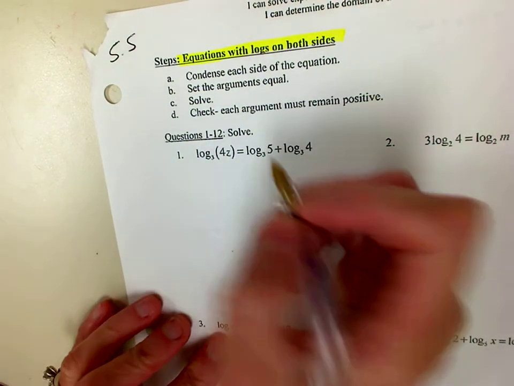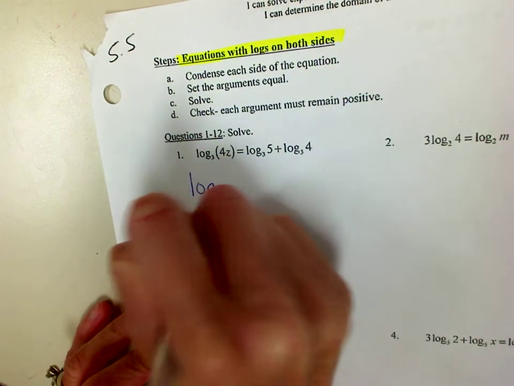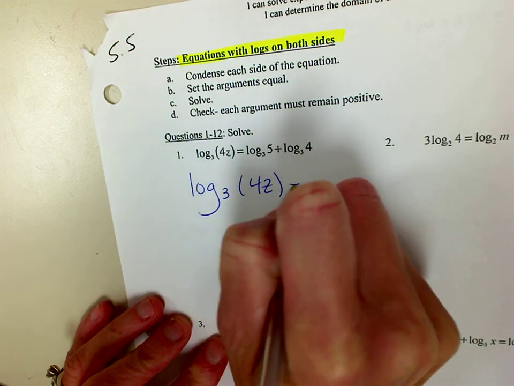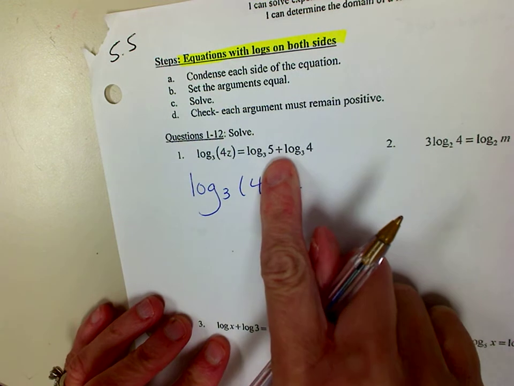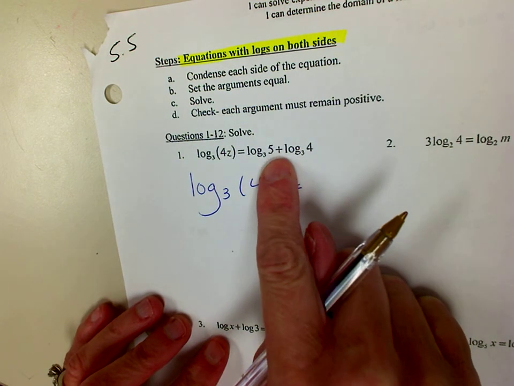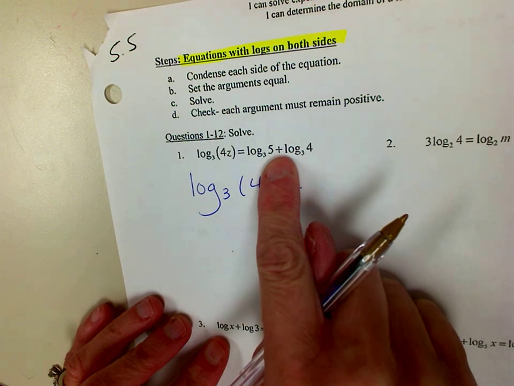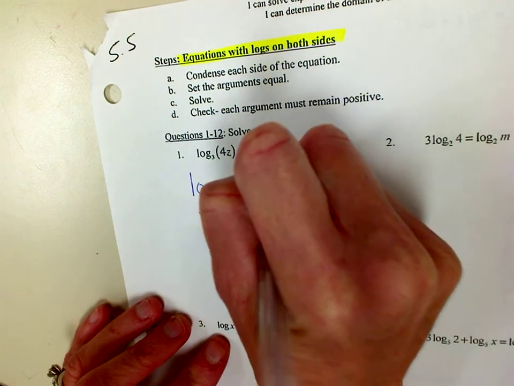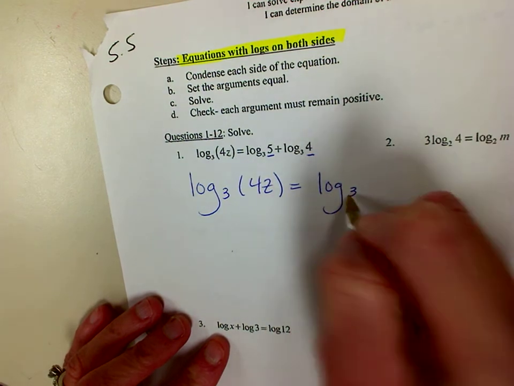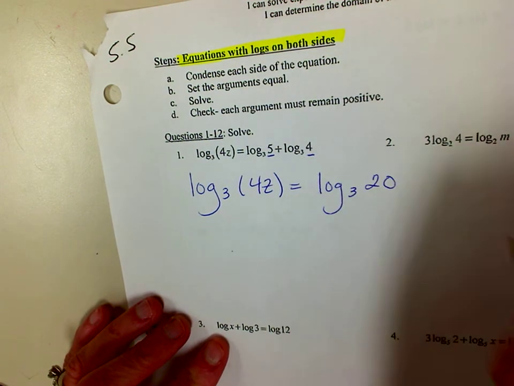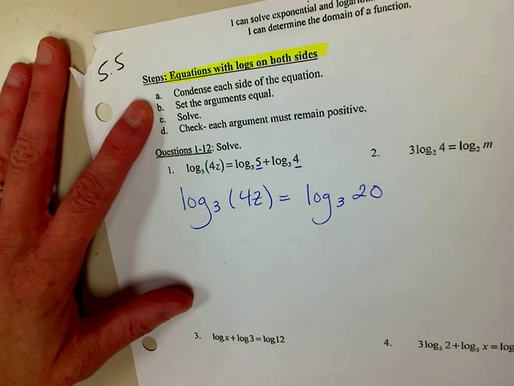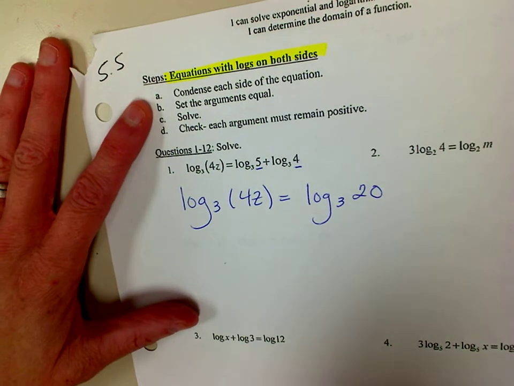So it looks like on number 1, the left side is already condensed, but the right side is not. So if you recall from 5.4, in order to condense this, the plus sign means I need to multiply the two arguments together. So this becomes log base 3 of 20, because 5 times 4 is 20. Okay, the second step is to set the arguments equal to each other.